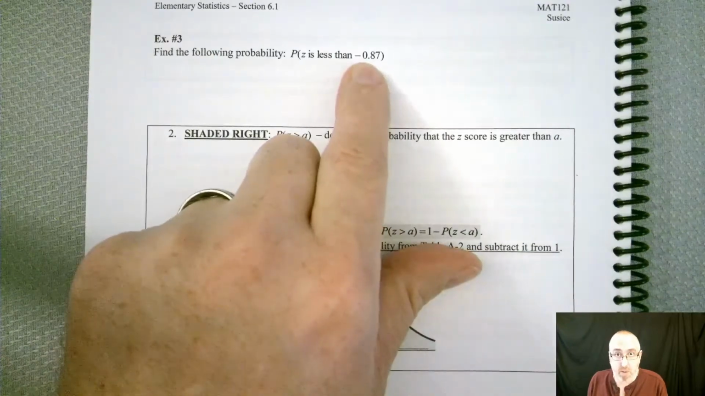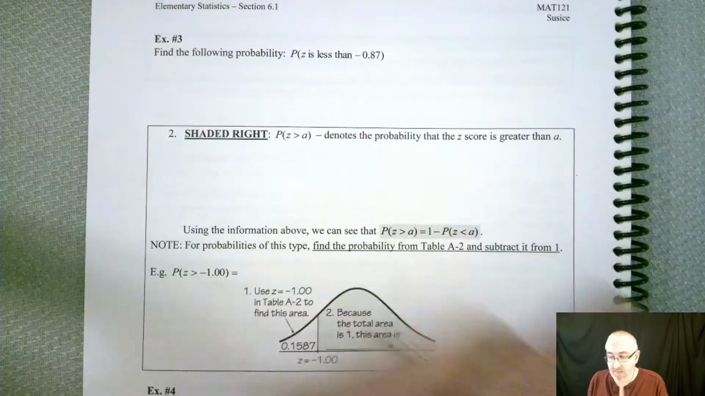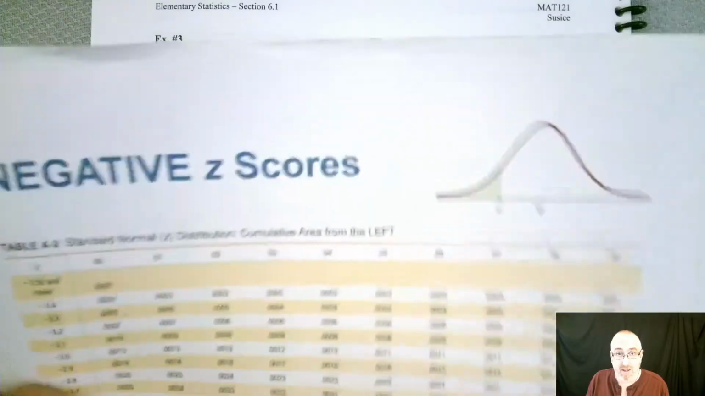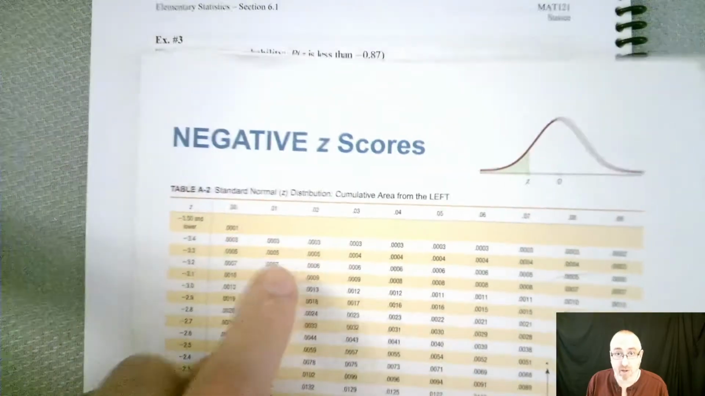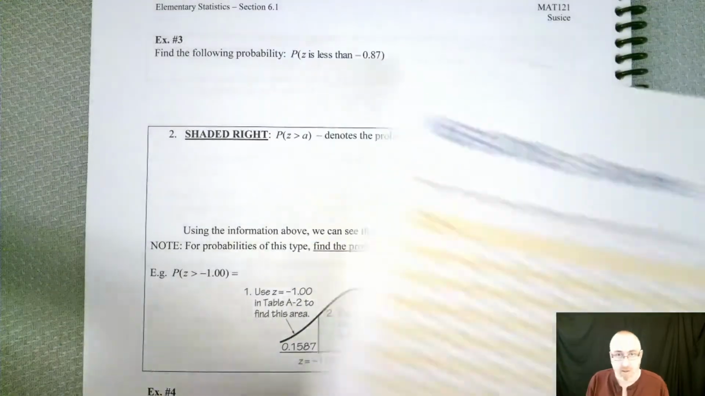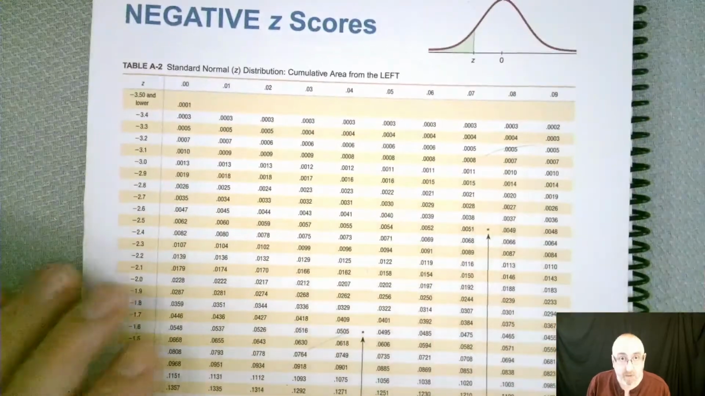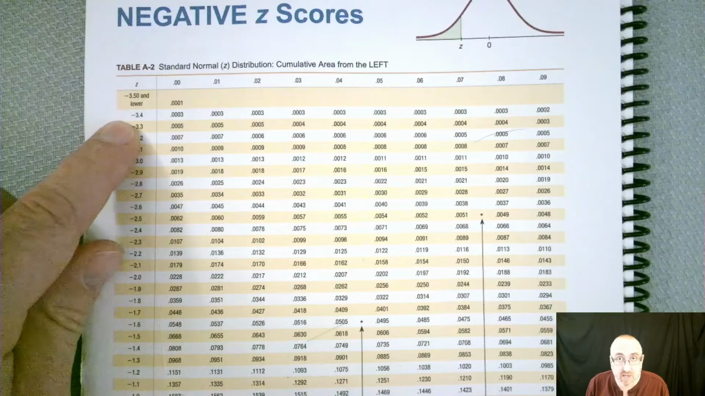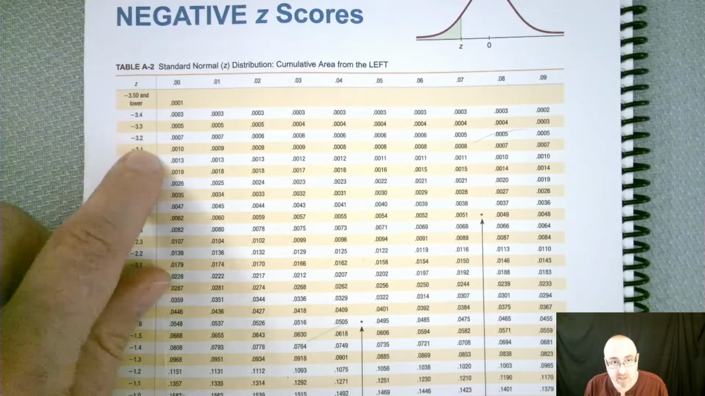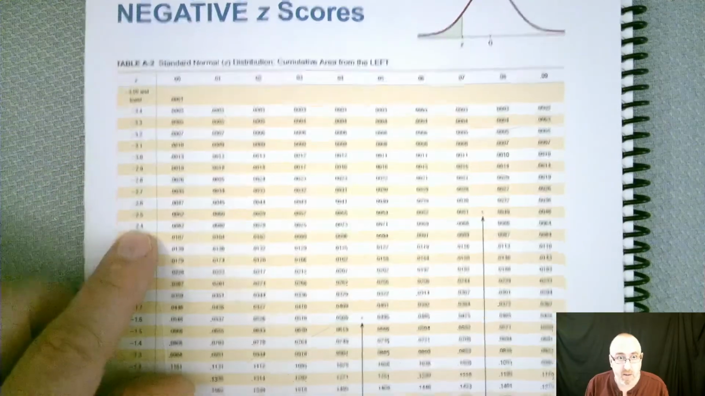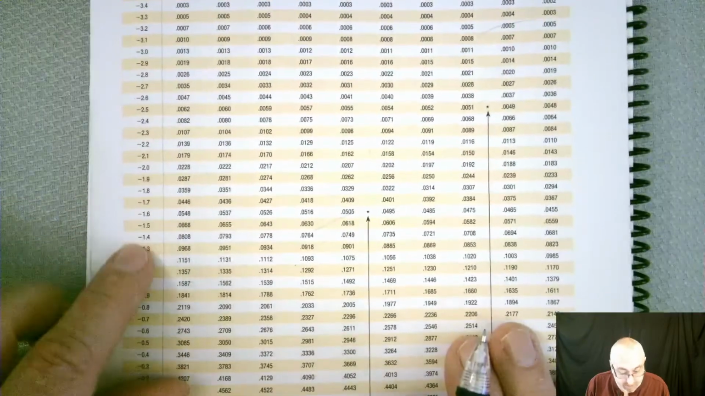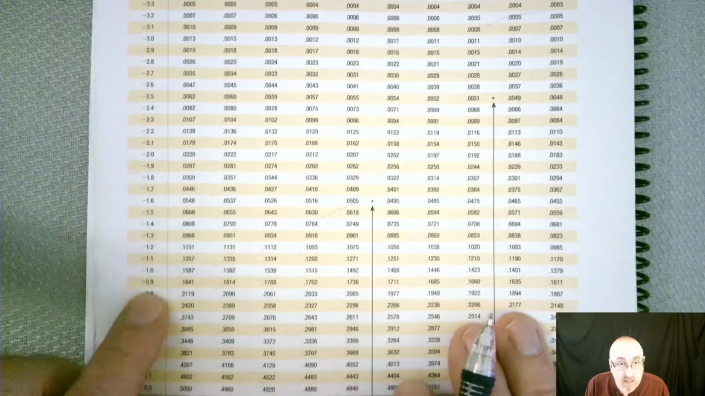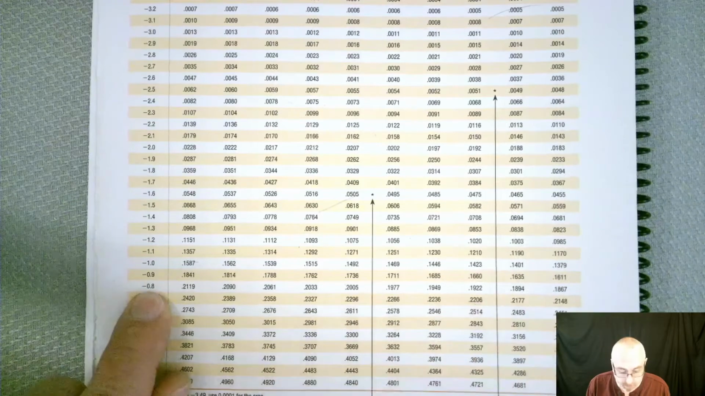Look at our z-score, negative 0.87. So we have a positive table and we have a negative table. So we want to use the negative one. So let's toss away the positive. Now the setup is the same. You will still want that first digit, the decimal point, and then the first decimal place. So we need negative 0.08. So right down to here.